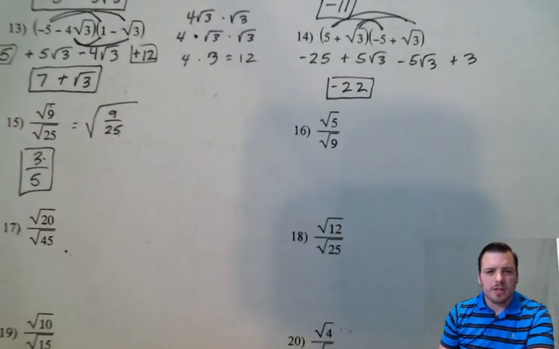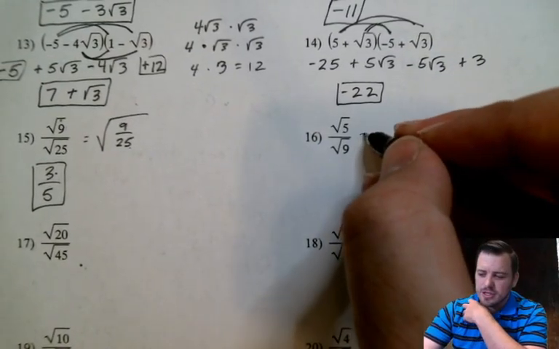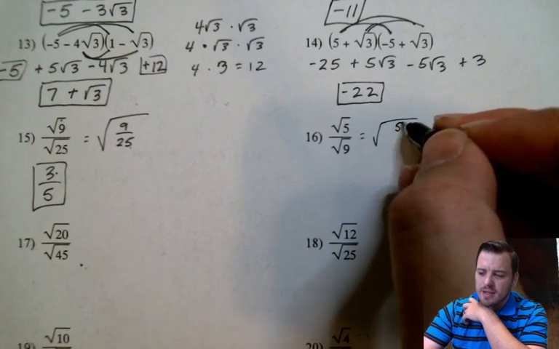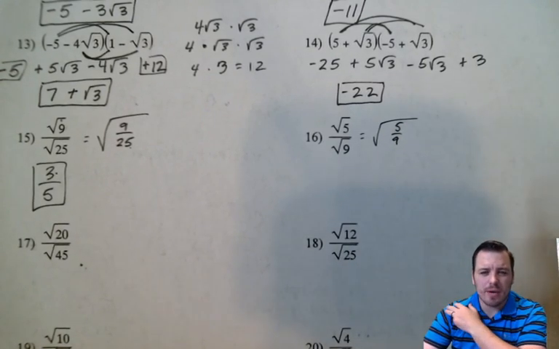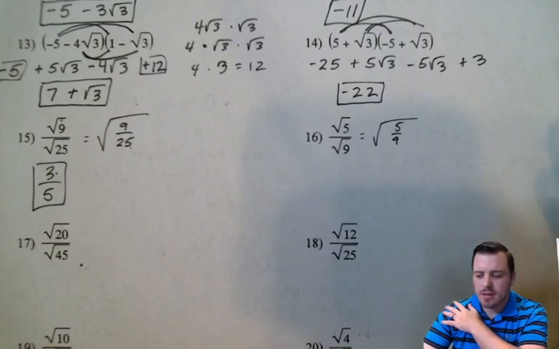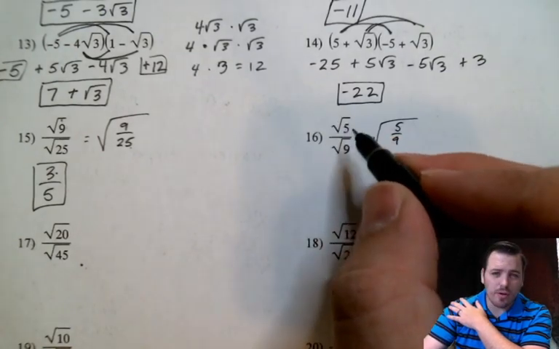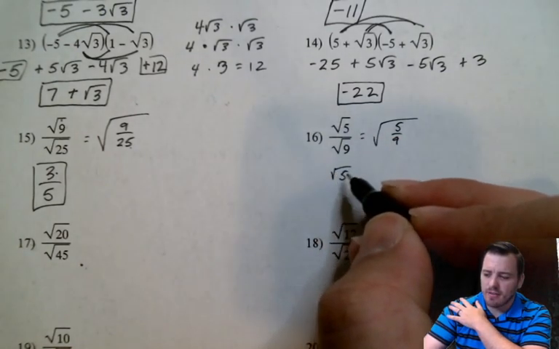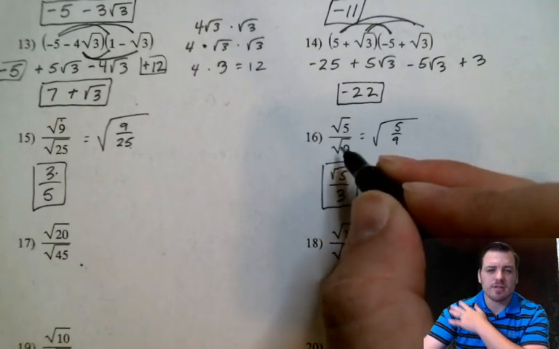All right? Jumping to 16. Again, I just want you to get in the train of thought that you can do this, 5/9. No one number will go into either one of those. So just come back here and simplify. Nothing will go into 5, so that's just radical 5 over 3, because the square root of 9 is 3.